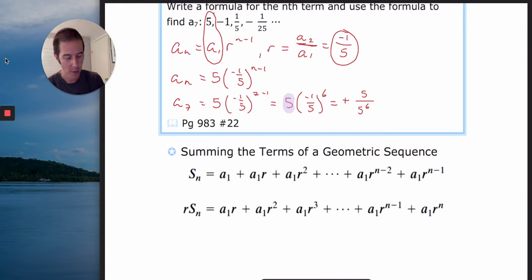Now this fraction reduces. A 5 from the top and the bottom cancel, and I end up with 1 over 5 to the 5th power. I don't know what that is. Whatever 625 is times 5. Let's just do 5 to the 5th power. We get 3125, so our final answer is 1 over 3125.